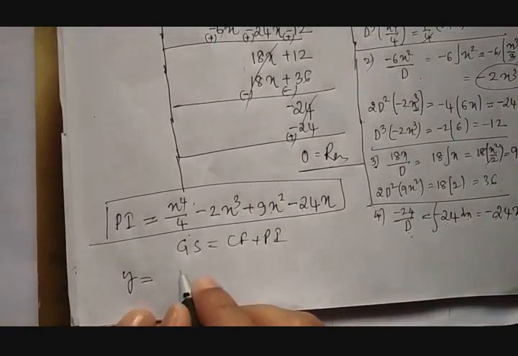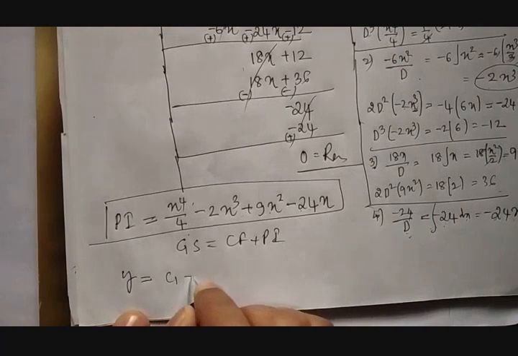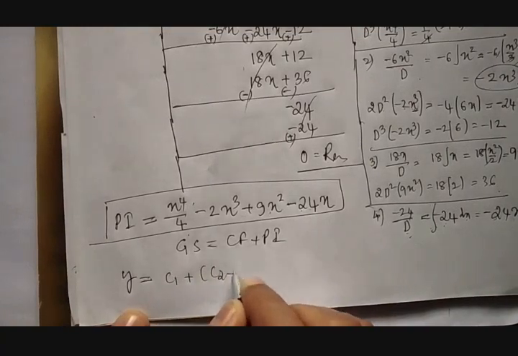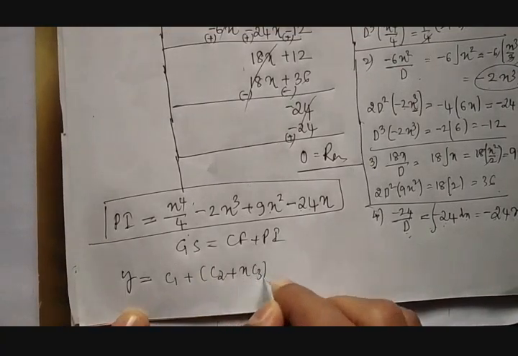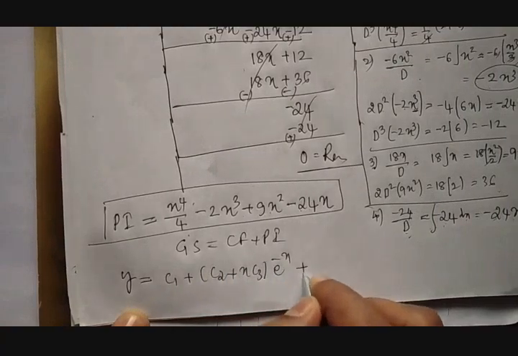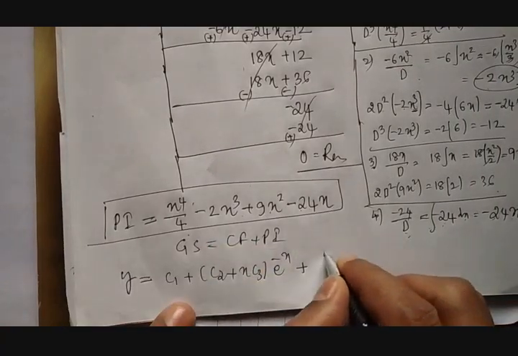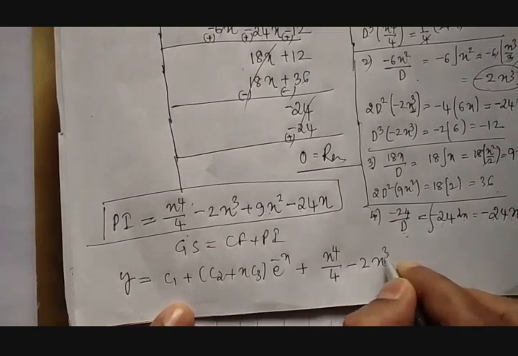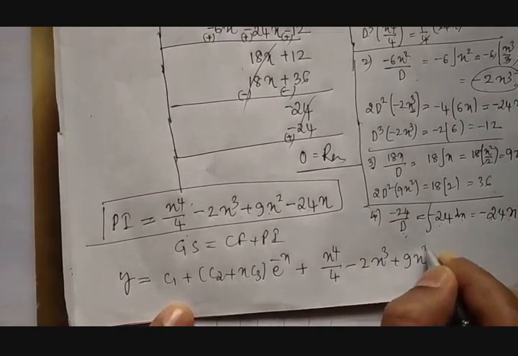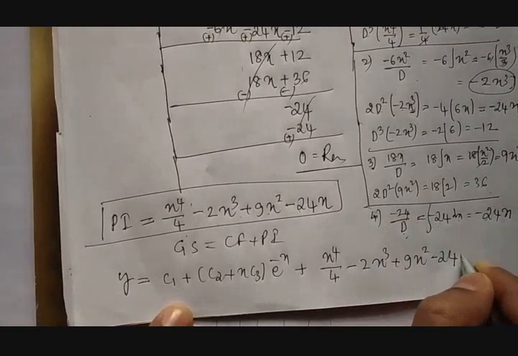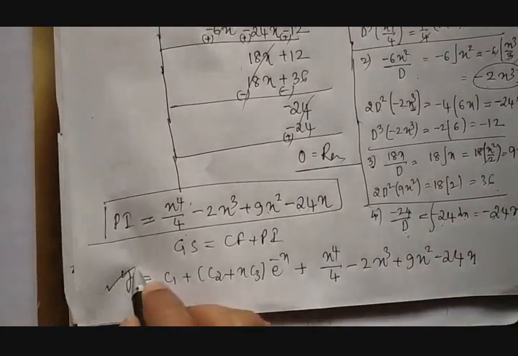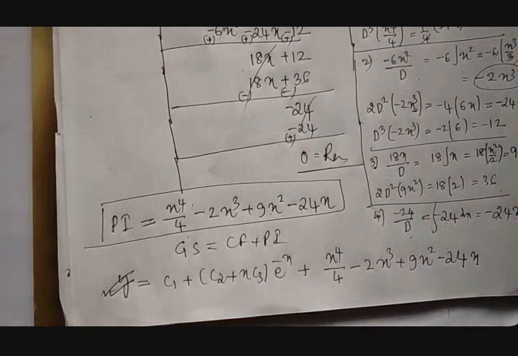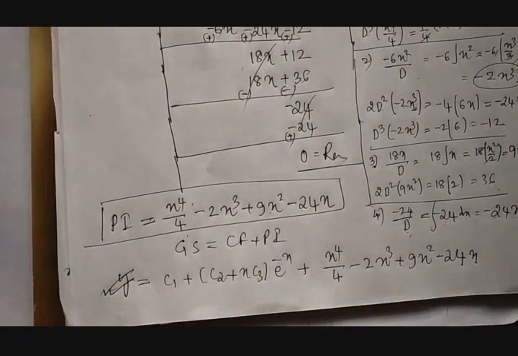Y is equal to the complementary function, which is c1 plus c2 into x plus c3 into e raised to minus x, plus the particular integral, which is x raised to 4 by 4 minus 2x cube plus 9x square minus 24x. So this is the general solution of the given example.